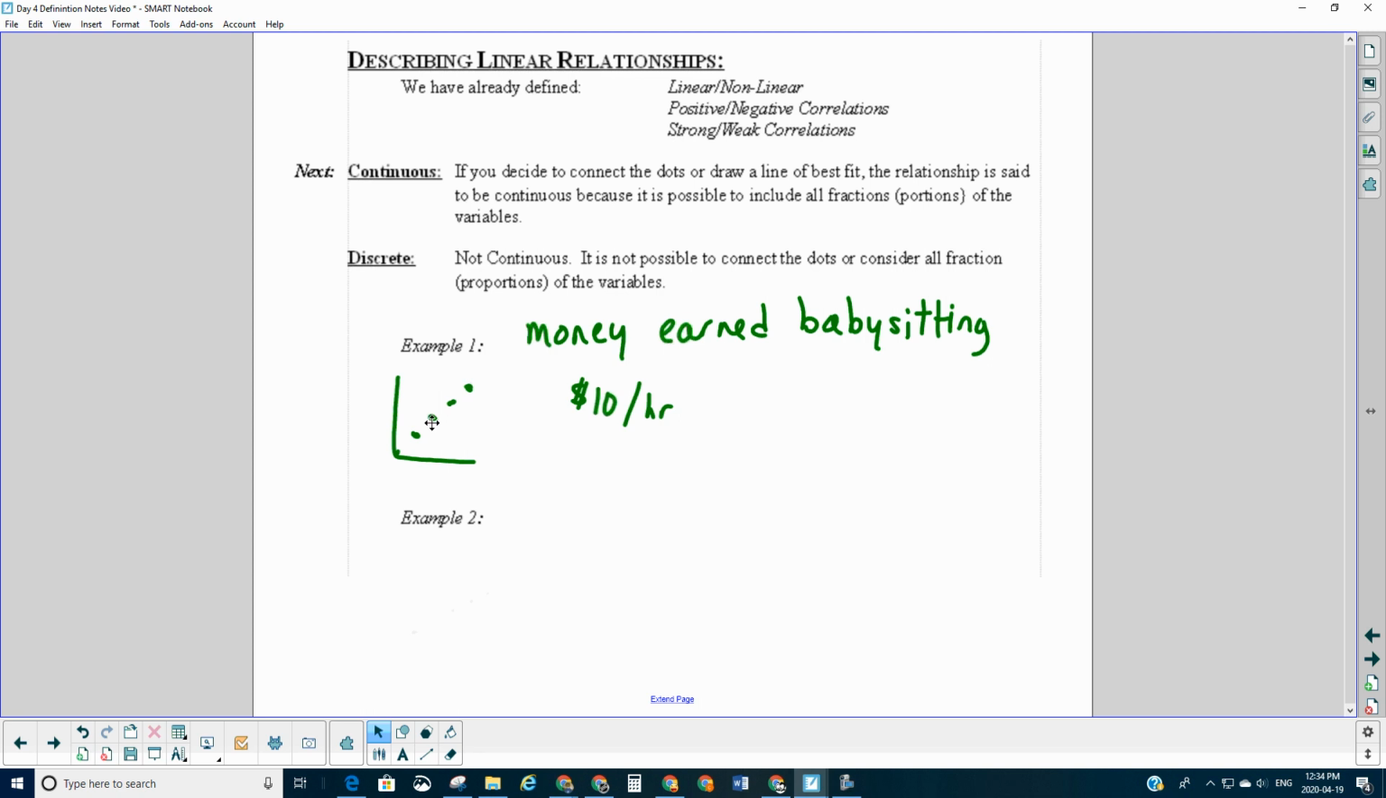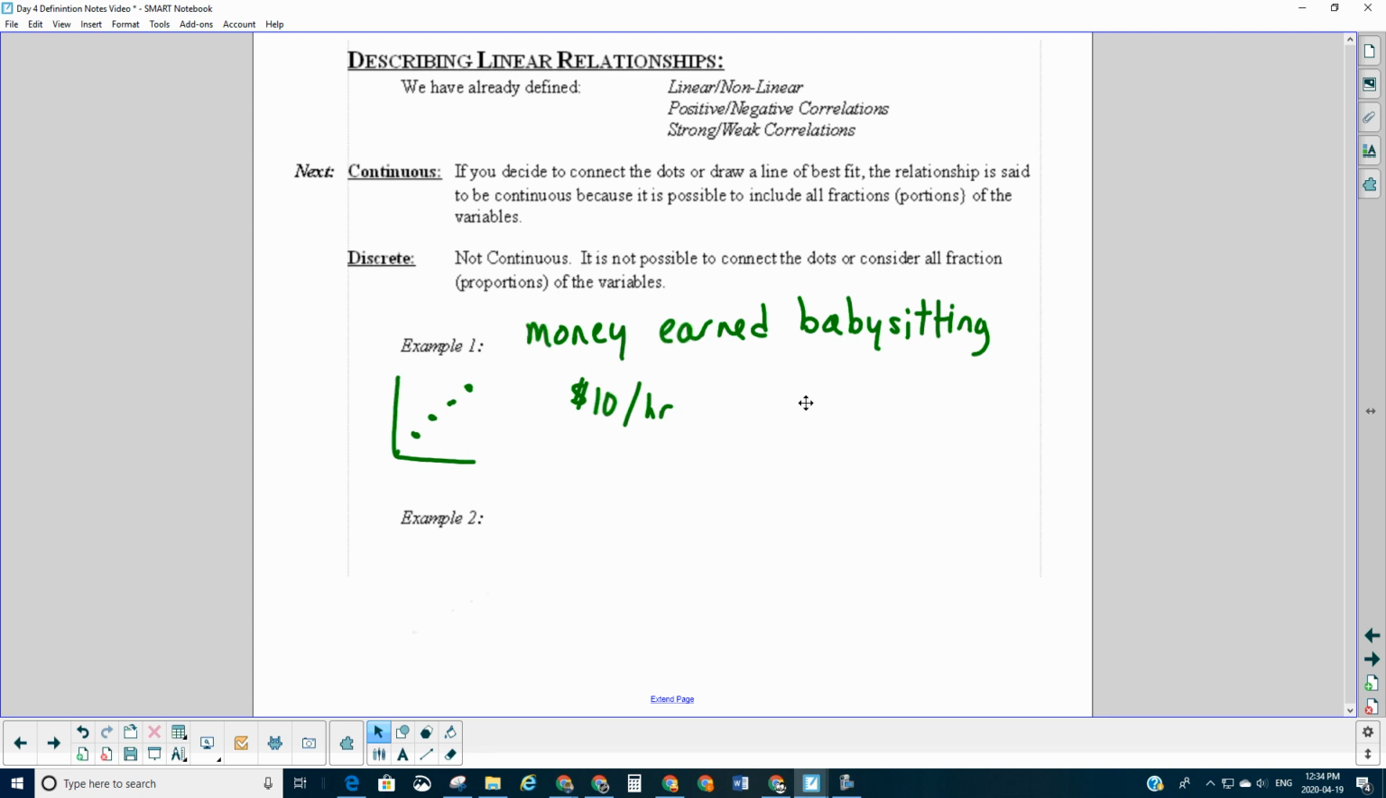Okay. Is it possible to get $22.50? Sure. All of these are possibilities. It may not be realistic. Like if the person gives you $19.29 for babysitting, you might say, "Hey, come on, give me $20." But it is possible because you can consider in between the points. You consider all fractions or portions of the variable.